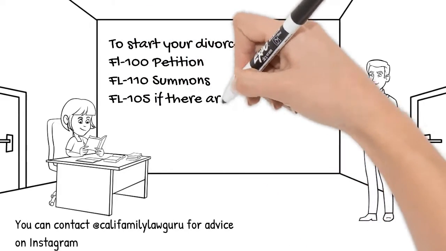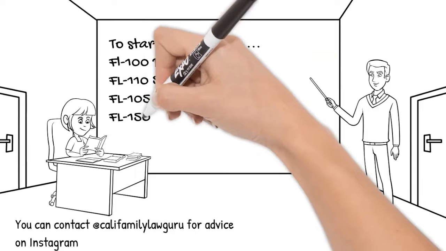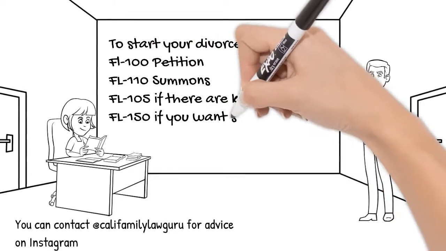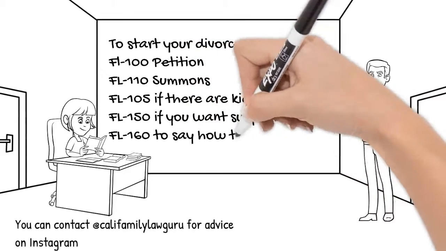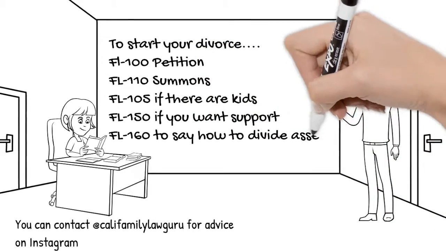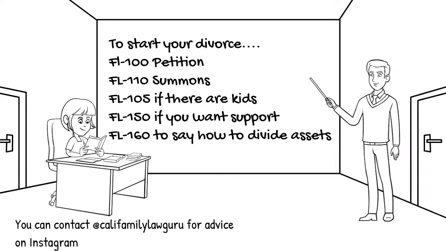FL 105. If you want support or attorney's fees, use the FL 150, and the FL 160s you're going to use as part of your disclosures, as well as you're going to make sure are filed with the court, and often you file them with your petition.